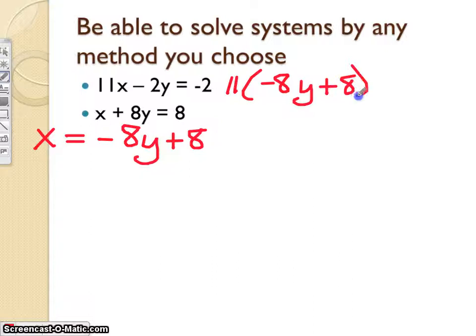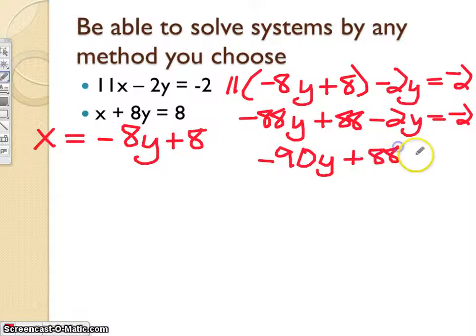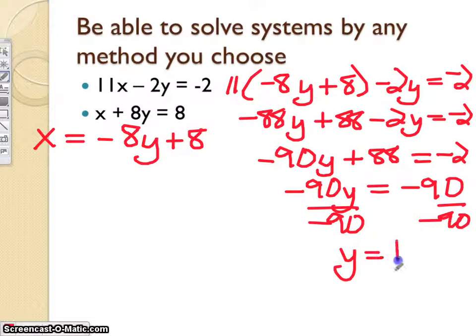8y plus 8 minus 2y is equal to negative 2. Distribute that 11 and we get negative 88y plus 88 minus 2y is equal to negative 2. Combine our y terms together and we get negative 90y plus 88 is equal to negative 2. Get our numbers together by subtracting 88 from both sides and we get negative 90 is equal to negative 90y. Divide both sides by negative 90 and we get y is equal to 1.